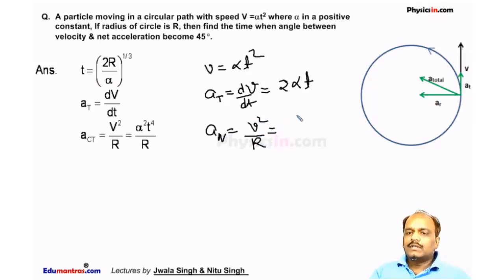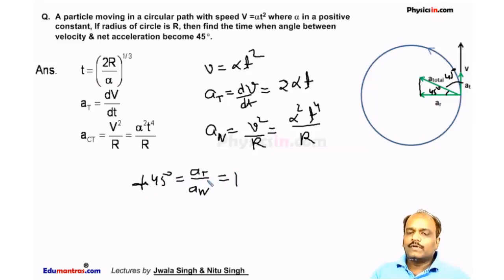So v square is alpha square t power 4 by r. So this is the normal acceleration, this is the tangential acceleration. So we can say if this acceleration makes an angle 45 degree, so this is also 45 degree. So we can say tan theta, tan 45 degree is equal to at by an, and which is equal to 1. We know tan 45 degree is 1.